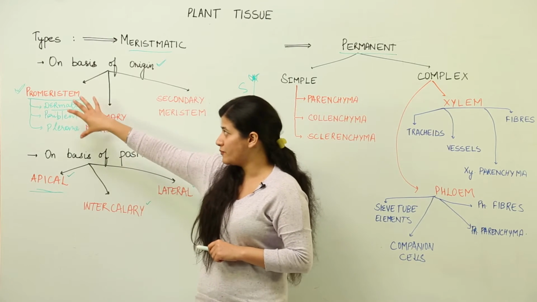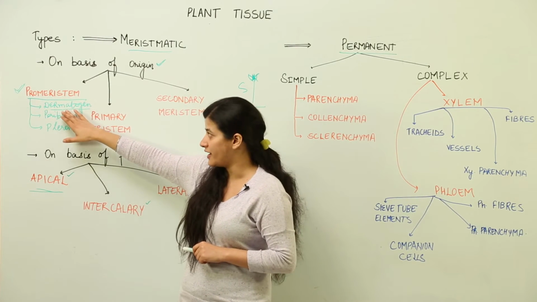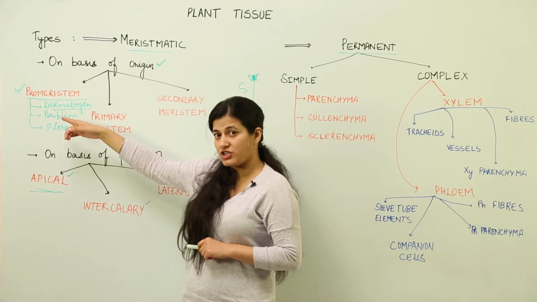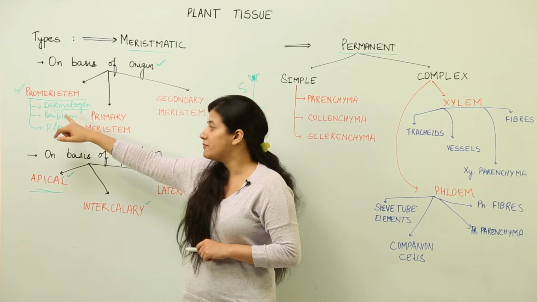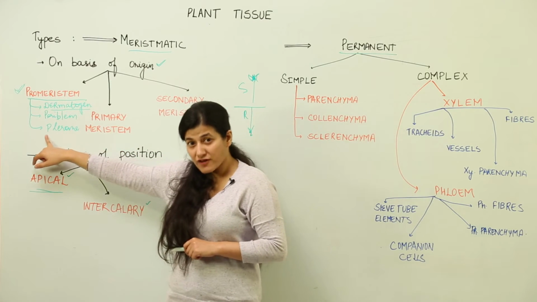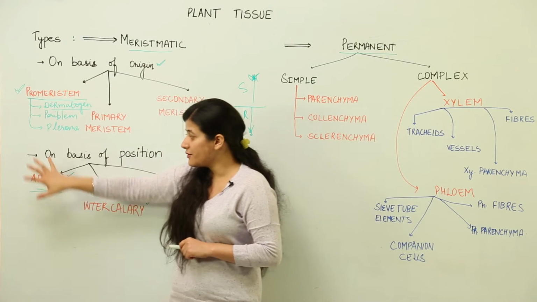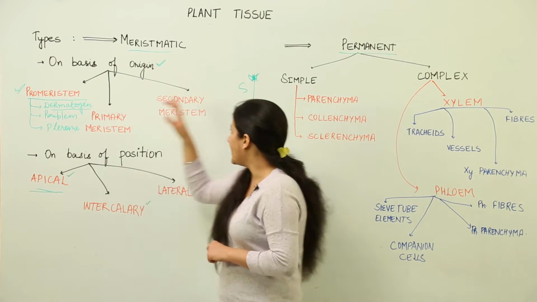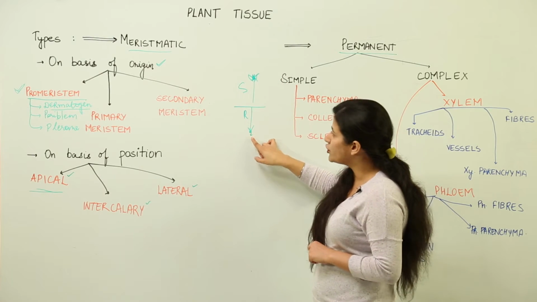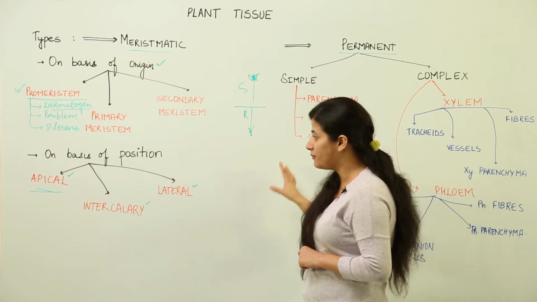So we have promeristem differentiating into dermatogen, periblenum and plerome. Dermatogen further differentiates into the epidermis. Periblenum differentiates into the cortical region and plerome develops the vascular tissue, and all these are present in the apical meristem, and these apical meristems are situated at the apices of both root and shoot inside the plant.